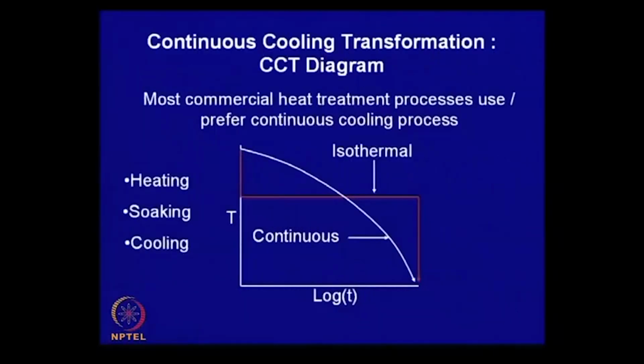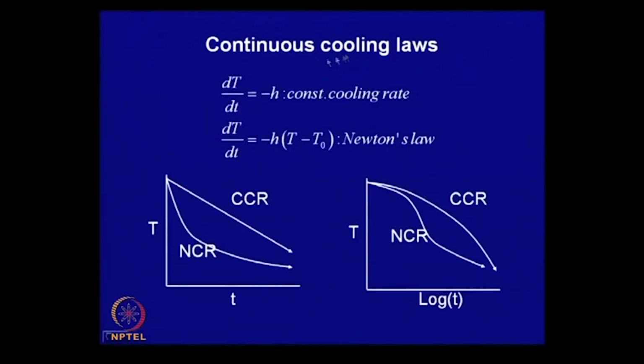In that case, initially the cooling rate will be fast, and later on as it cools down, the cooling rate becomes slow. As the temperature of the job decreases, the cooling rate decreases, which is mathematically represented like this. So, one way could be a constant cooling rate. Here either you have to mechanize a device so that the heat transfer rate is constant, and you can maintain a constant cooling rate.